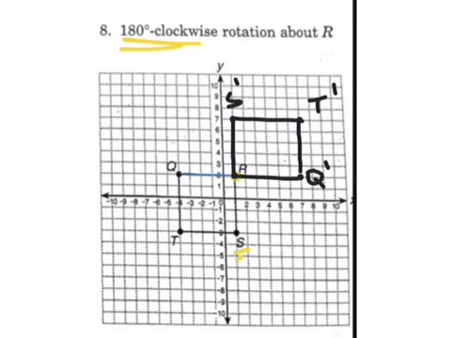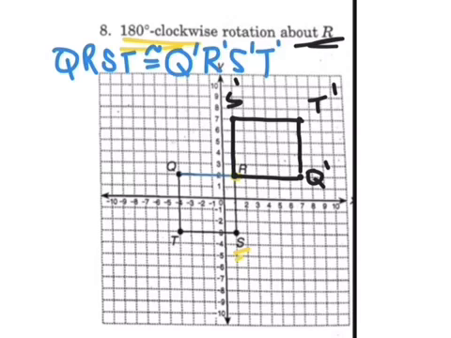So now every point has rotated about R and it's congruent. Let's write our congruency statement. These are the same size and the same shape, so they are congruent.